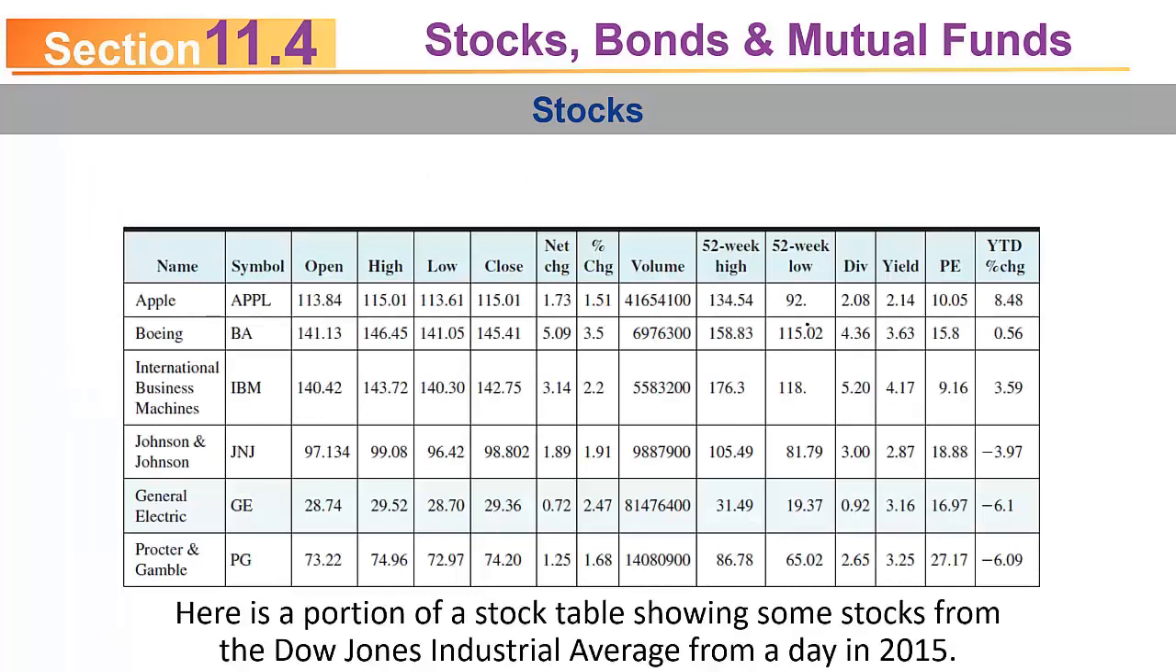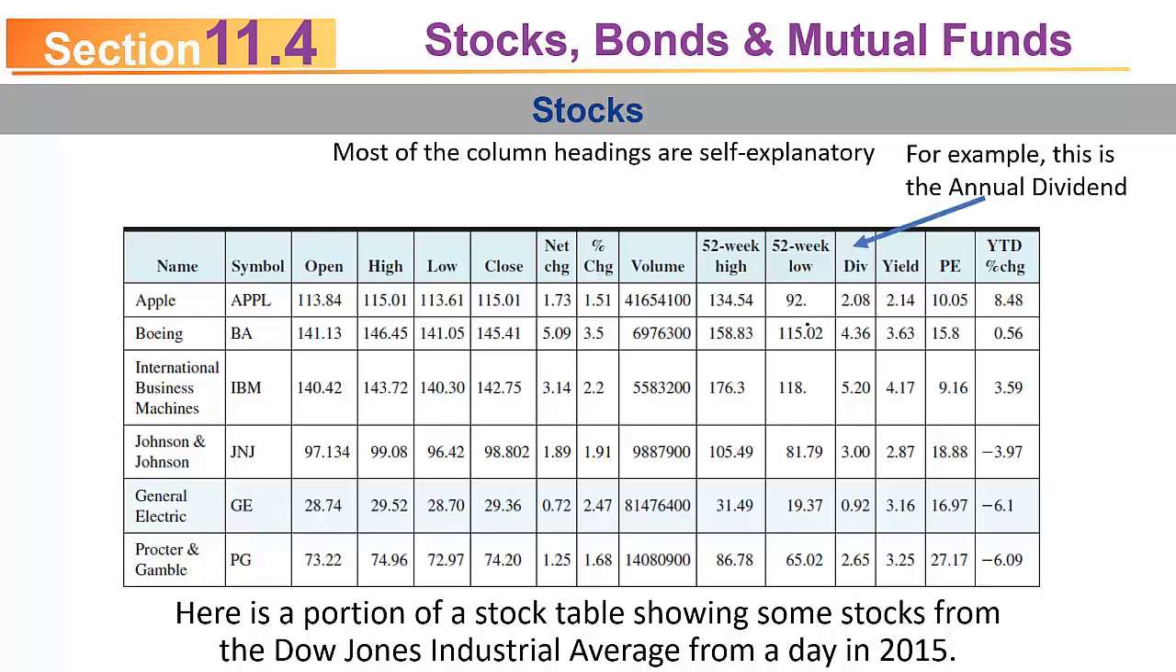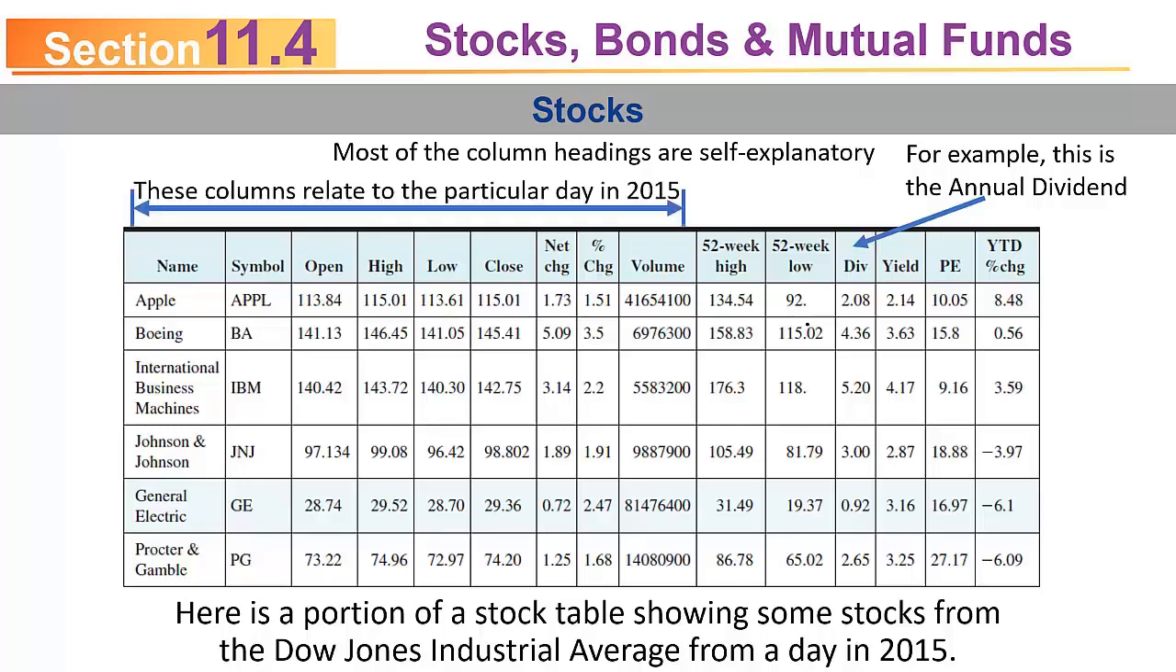Here's a portion of a stock table showing some stocks from the Dow Jones Industrial Average from a day in 2015. Most of the column headings are self-explanatory. For example, if you look at the DIV, that stands for dividend, so that's the column that gives you the annual dividend for the stock in question, which is listed by row. Those first several columns relate to the particular day in 2015 that we pull this information from. Some of the other columns don't necessarily represent a day. For example, the 52-week high and low, that's obviously not just a day information, but the first few columns represent that particular day that it was chosen.